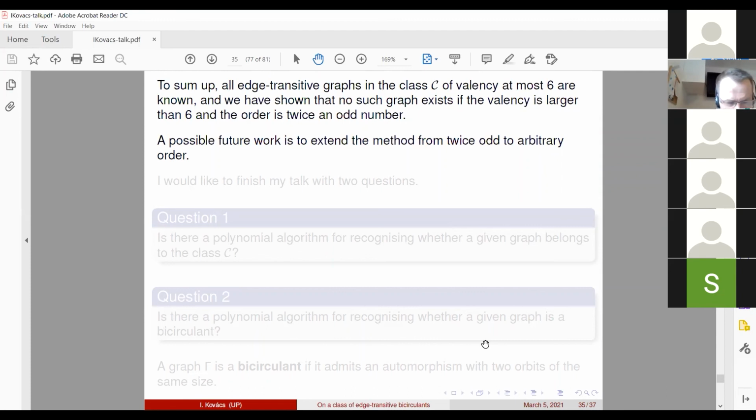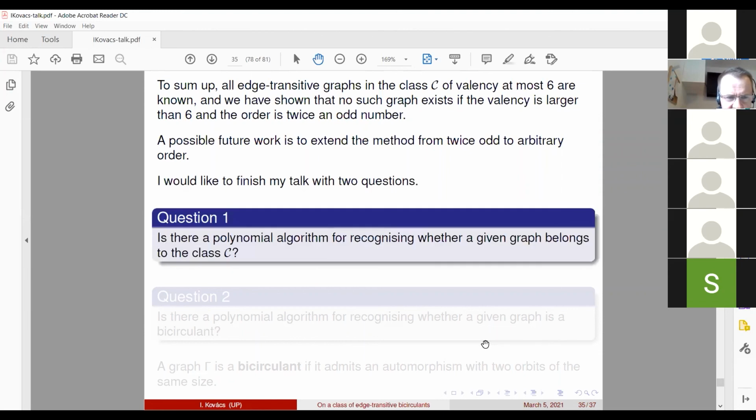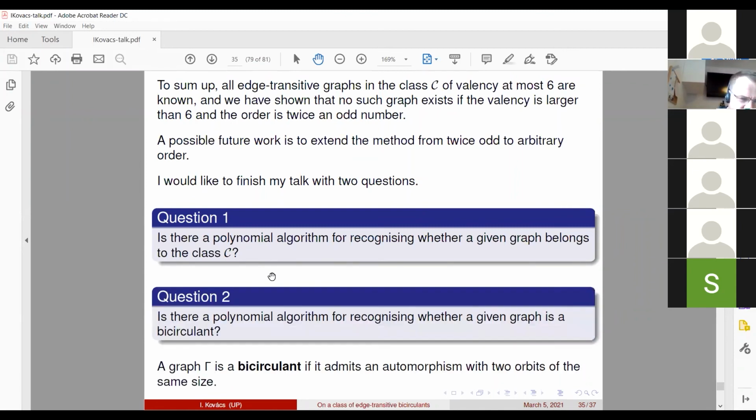At the end of my talk, I would like to pose 2 questions, which are related but not strictly related. The first question: is there a polynomial algorithm for recognizing whether a given graph belongs to the class C? I know some articles that considered this question in the special case when the graphs are generalized Petersen graphs. There are some results in this field, but now I would like to see not all generalized Petersen graphs, but the generalization to this class C. And the last question is a generalization.